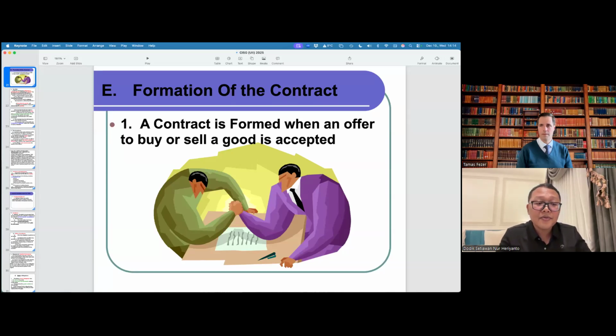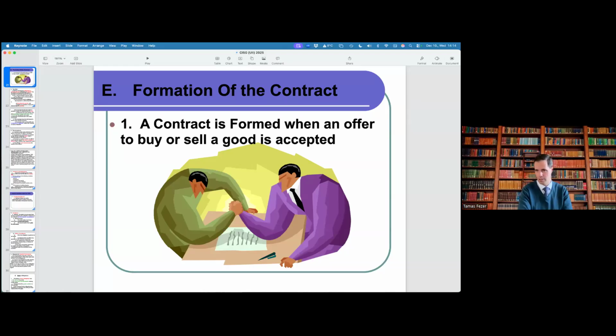You may continue, Prof. Thank you very much. So let's jump into the first big chapter, the first big operative chapter of the convention, which is about the formation of the contract. It's very standard, and actually, it looks like something you copied from your own civil code.